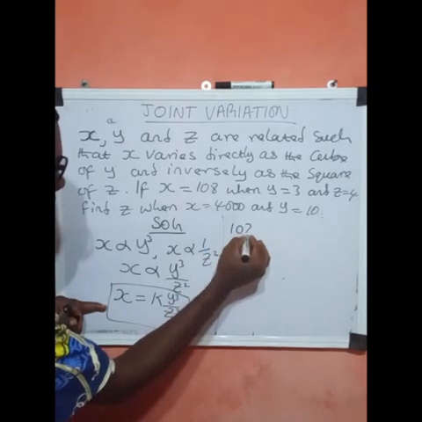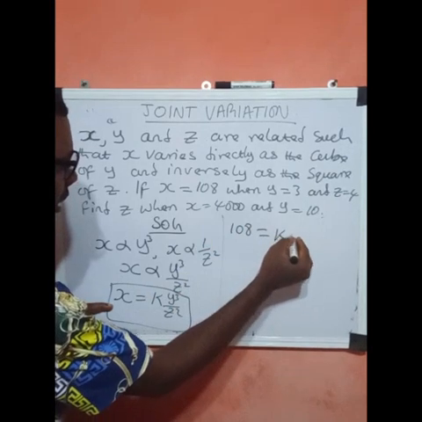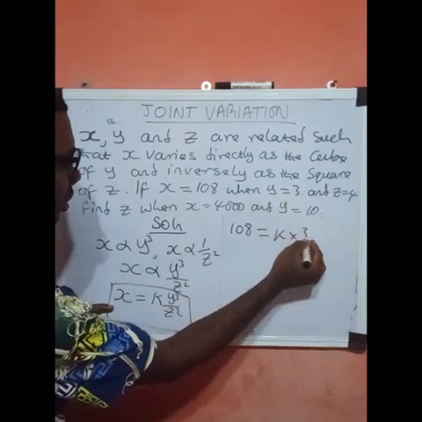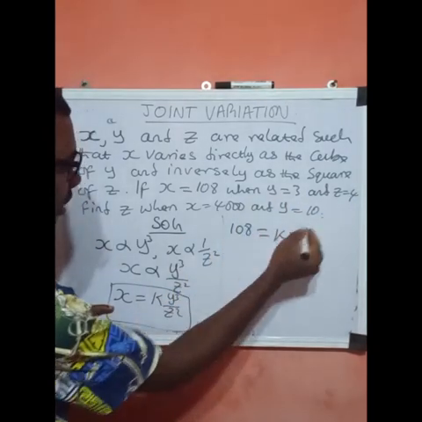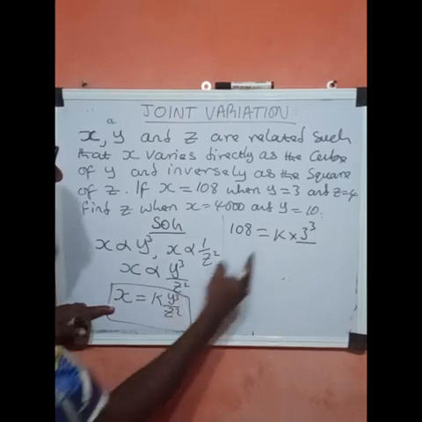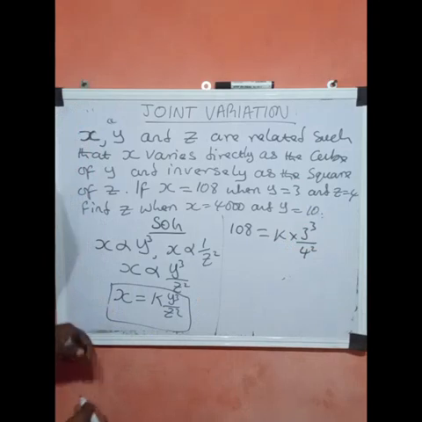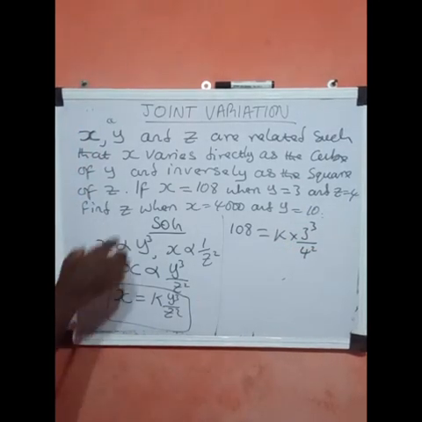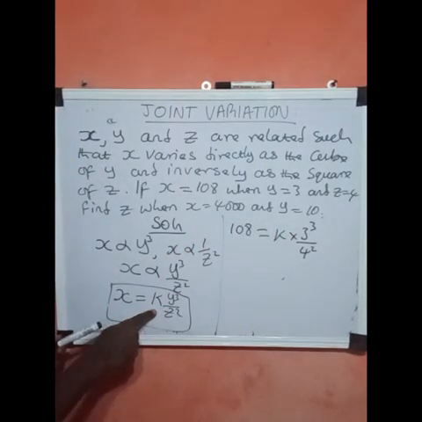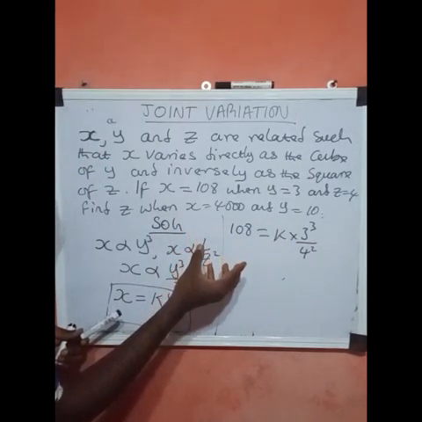x is 108, this is x, equals k times y is 3, so we are going to have 3 raised to power 3, because y is raised to power 3, all over z squared. z is 4, so we are going to have 4 raised to power 2. So we solve this now and then get the value of k as we used to do. Then substitute that k here and then solve other questions that are going to be given under that.